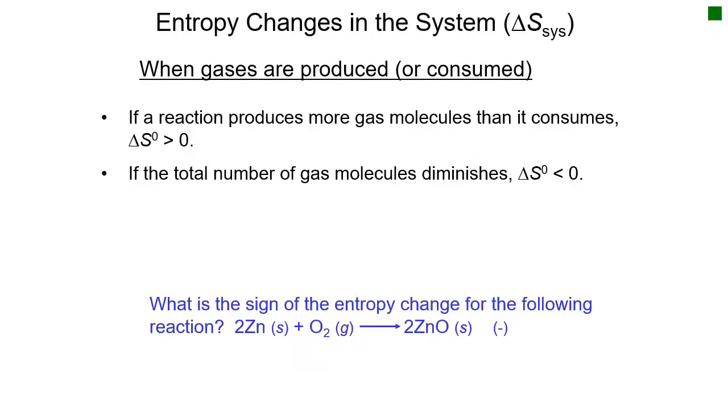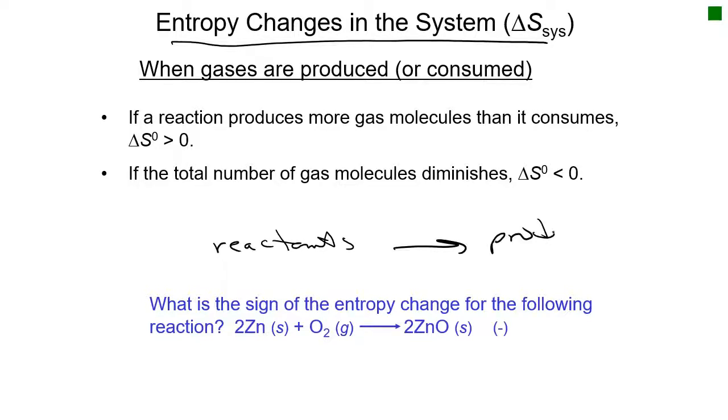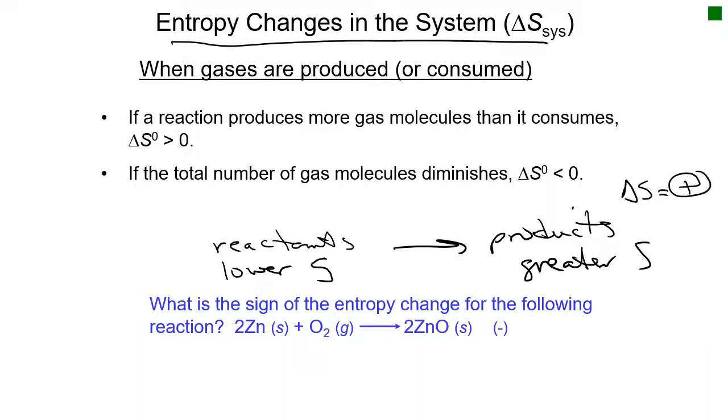So we can look at the change in entropy. If when we go from reactants to products, the disorder increases, so let's say that our products are more disordered and have a greater entropy than the reactants, and these would have a lower entropy, just for example. If this is the case, then our delta S for this reaction is going to be positive.